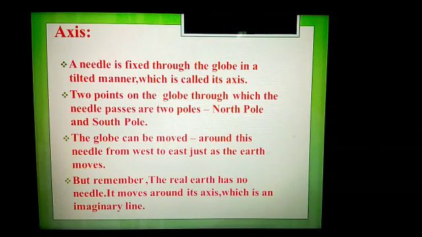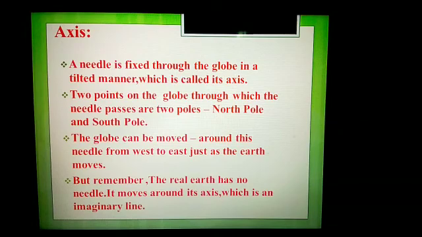What is an axis? A needle fixed through the globe in a tilted manner is called its axis. The 2 points on the globe through which the needle passes are the 2 poles, North Pole and South Pole. The globe can be moved around this needle from west to east just as the earth moves. But remember, the real earth has no needle. It moves around its axis, which is an imaginary line.